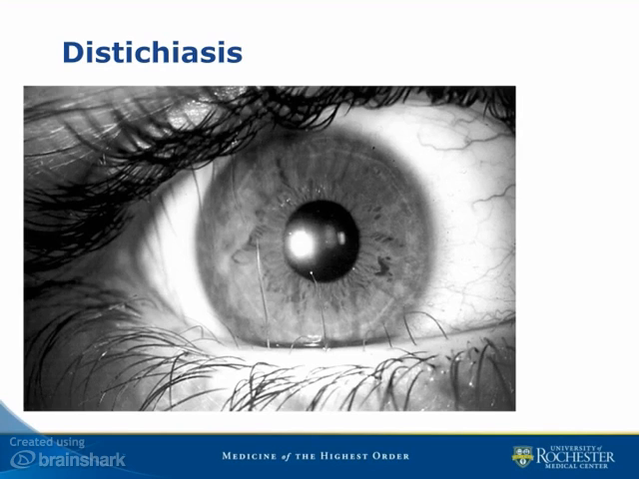Our last congenital anomaly is distichiasis. This is where lashes grow in an area behind the normal lash line, often coming from the meibomian glands.